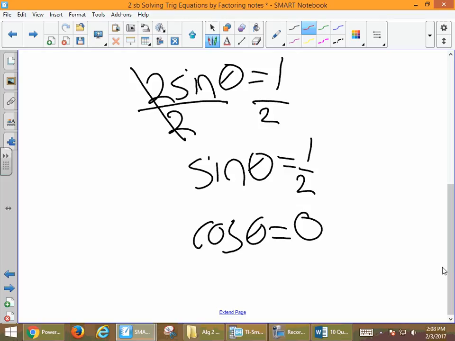So when is sine of theta 1/2? So sine of theta, just in the first quadrant, is pi over 6. Where else is sine positive? In the second quadrant, which is 5 pi over 6. So we can draw our unit circle.